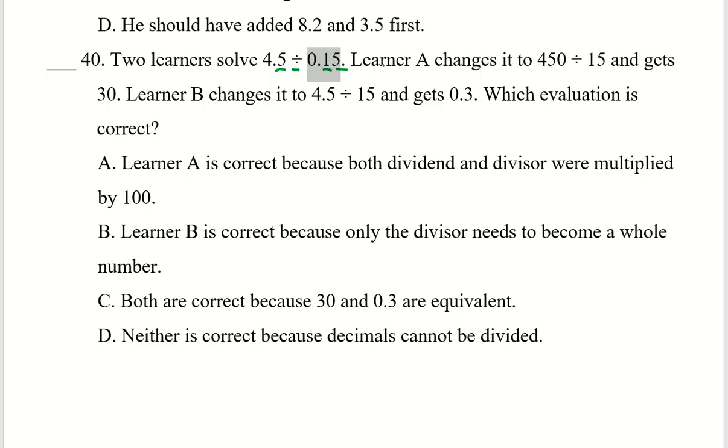So learner A is correct. It will be 450 divided by 15. Si learner B kasi, ginawa niyang whole number yung 0.15, pero isang movement lang ng place value yung ginawa niya with the dividend. That's why it's incorrect. So for number 40, learner A is correct because both dividend and divisor were multiplied by 100.